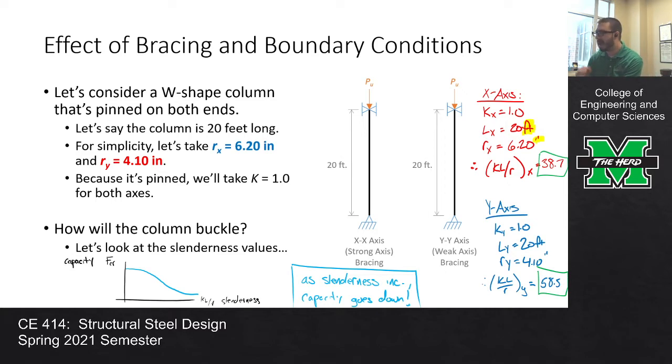No, the opposite. The KL over R is the slenderness, okay? The higher the KL over R, that means the more slender it is. KL over R is a measure of a column's flimsiness, all right? The capacity goes down as KL over R increases, okay? So when we're looking at column analysis, we want to find the worst case scenario for slenderness in order to determine capacity, and that's going to be the highest KL over R. Does that make sense? This is kind of important. Okay. All right. Good. Any questions?